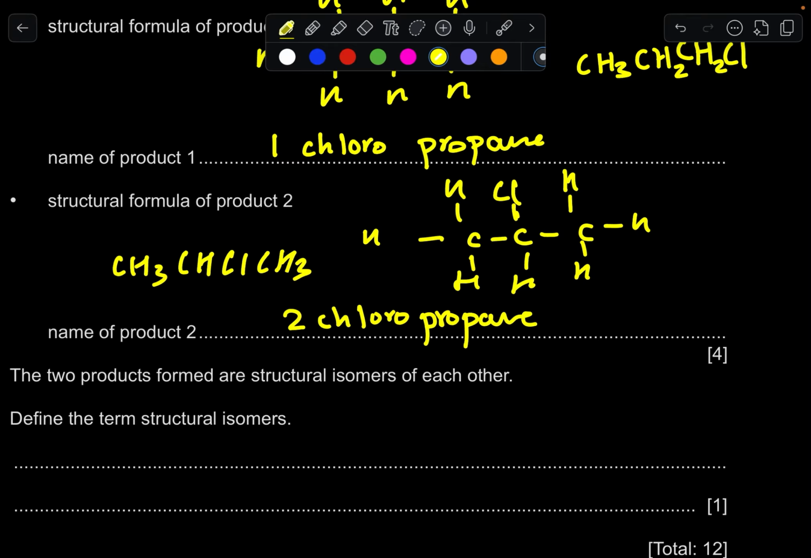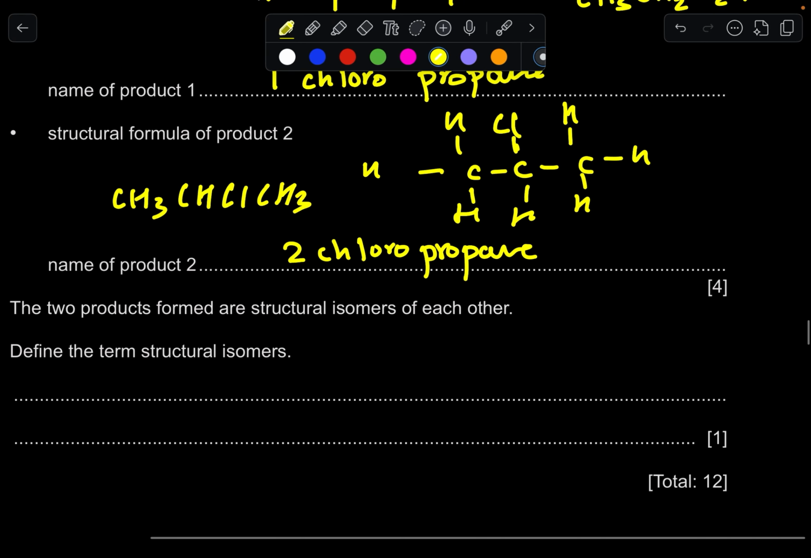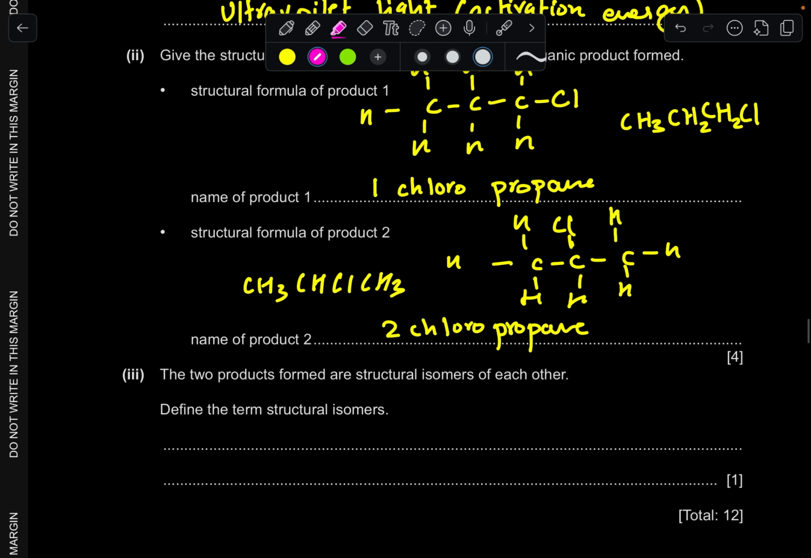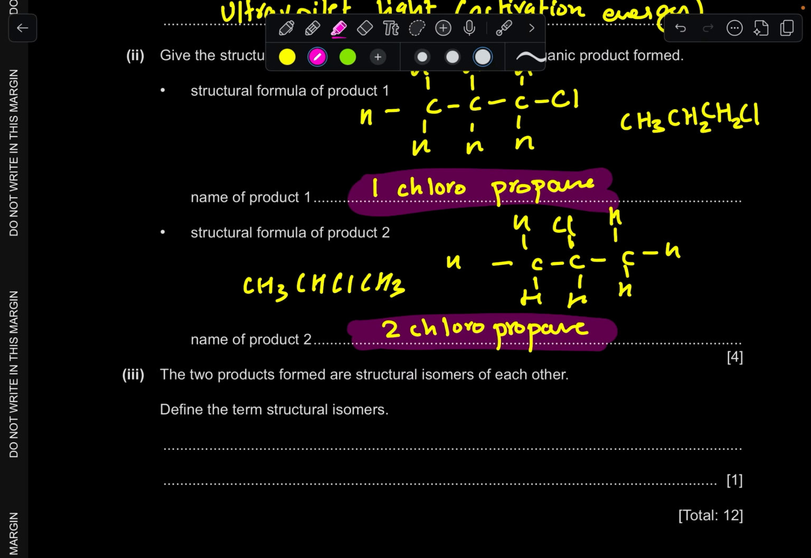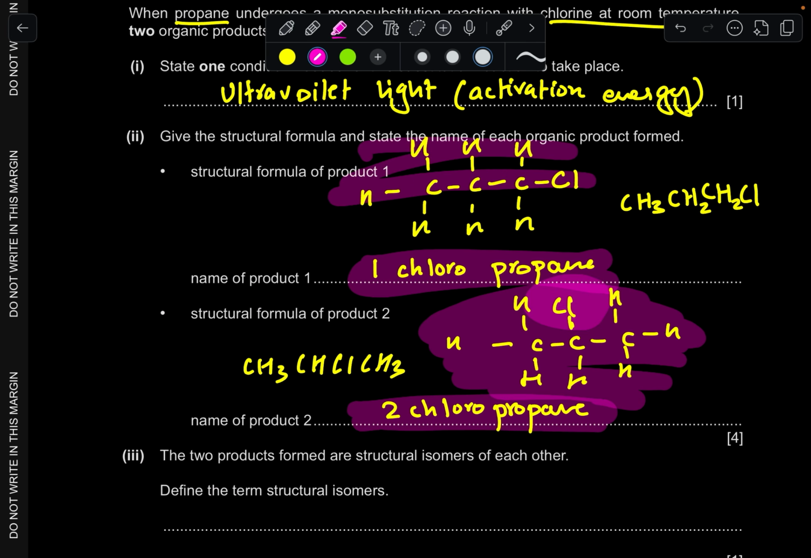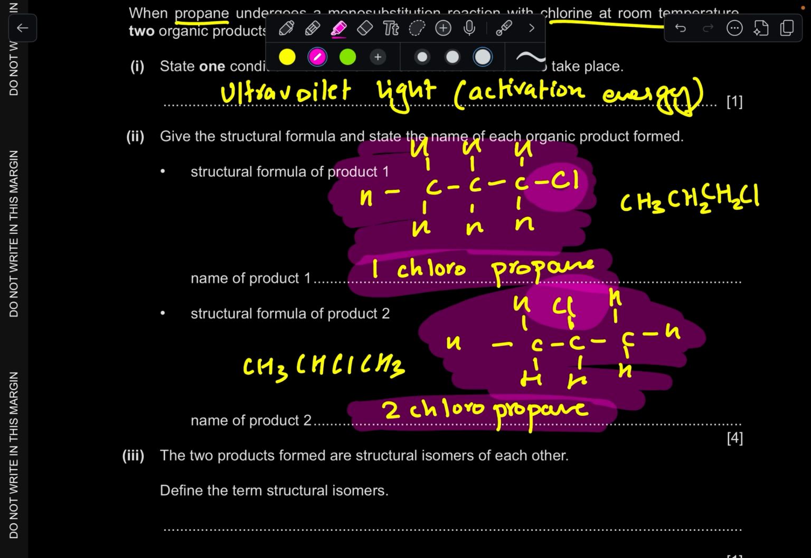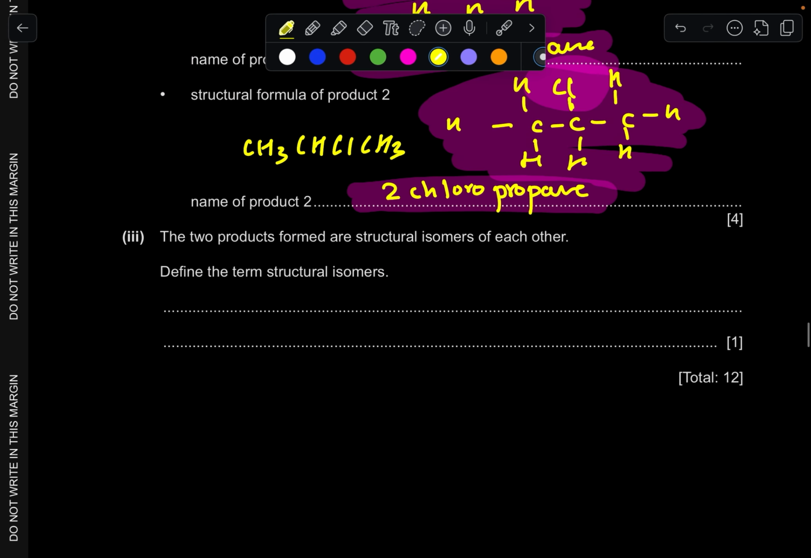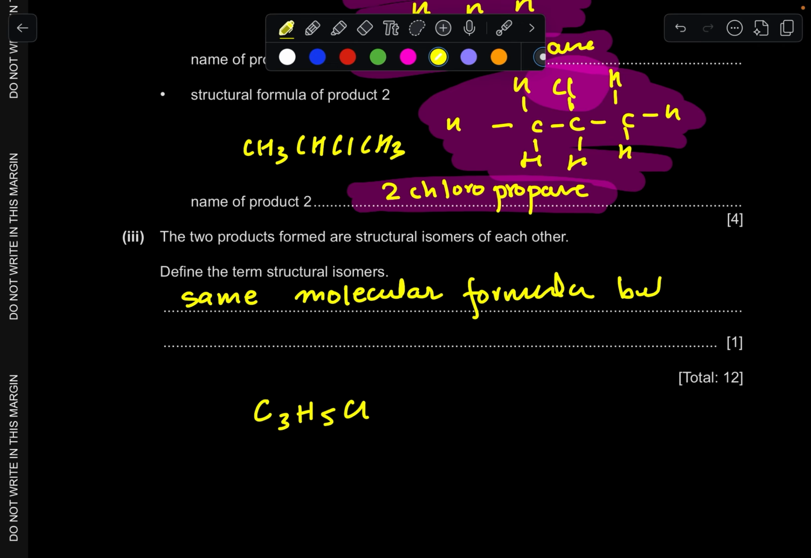The two products formed are structural isomers of each other. Define the term structural isomers. You can see 1-chloropropane and 2-chloropropane have the same molecular formula but different structures. This structure has a chlorine on carbon 2, and this structure has a chlorine on carbon 1. So we're going to tell the examiner that structural isomers have the same molecular formula, which in this case is C3H7Cl, but different structural formulae.